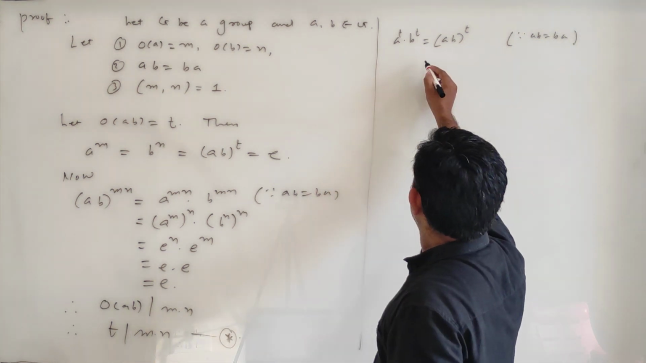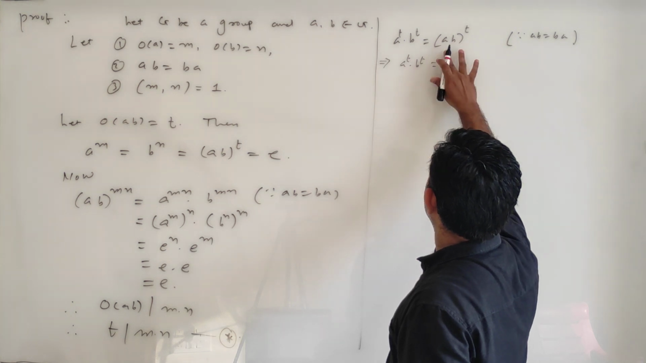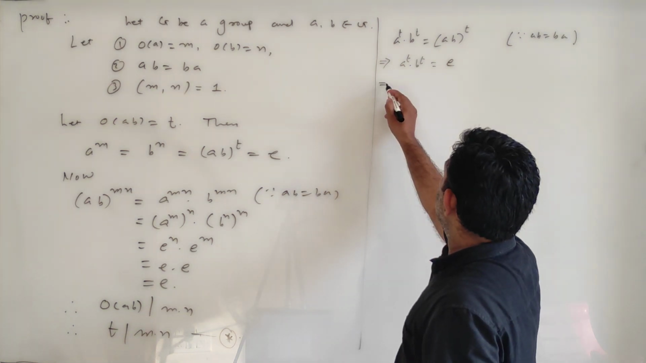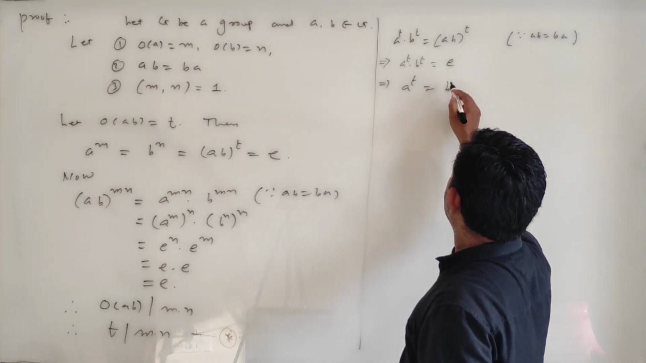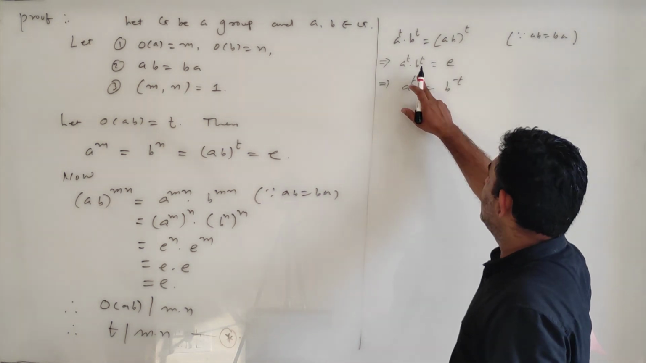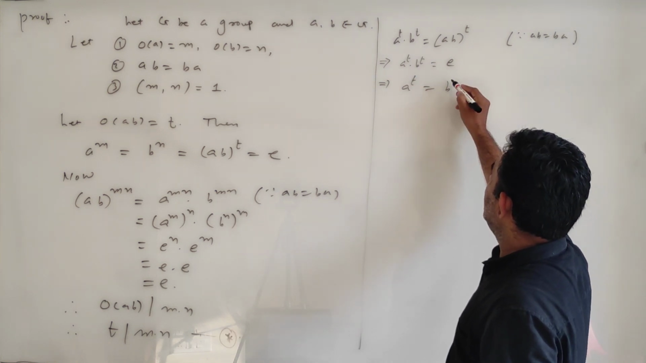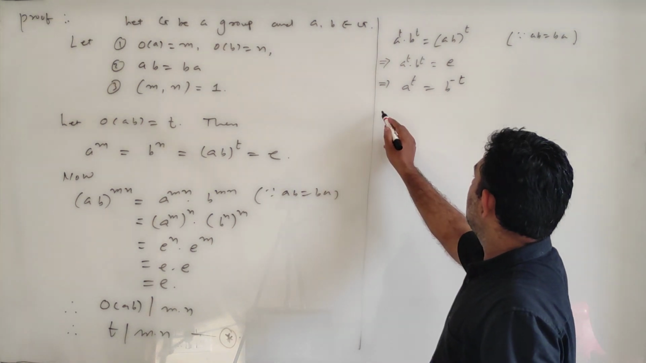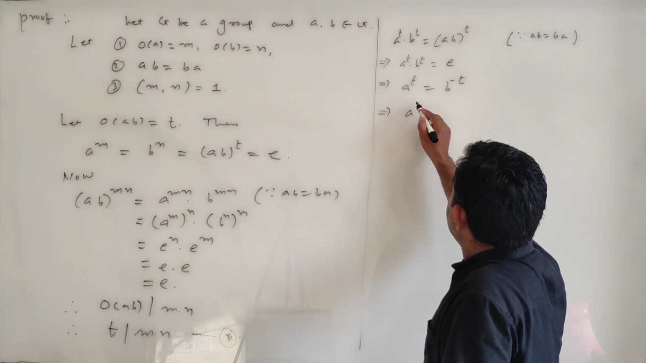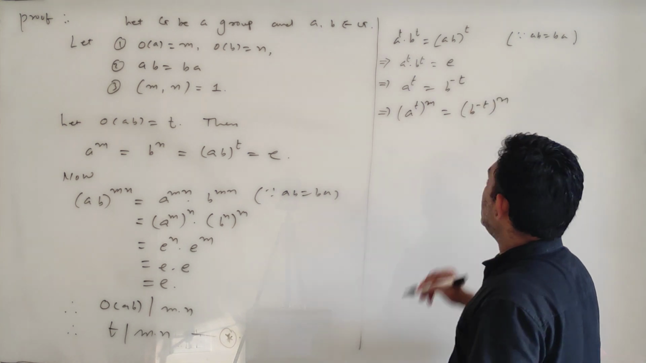It gives me A raised to T into B raised to T is equal to AB raised to T. AB raised to T is identity also. Now you multiply both sides by B raised to T inverse. So here I get only A raised to T, and B raised to minus T will be here. Now you take the mth power on both sides. So A raised to T raised to m is equal to B raised to minus T raised to m.